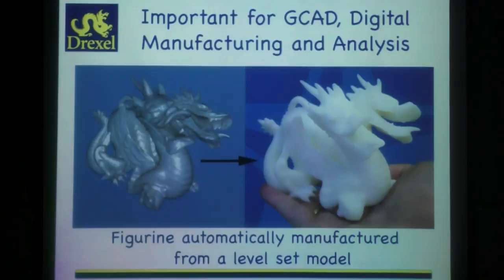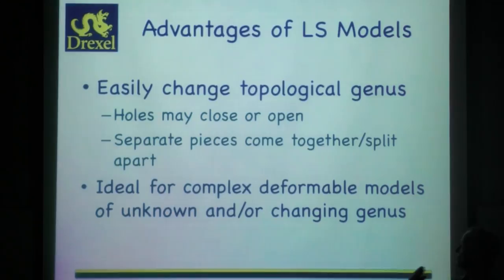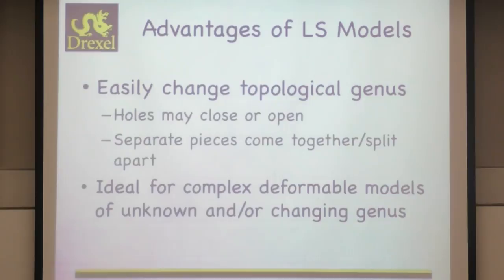Also, one of the things that are nice about these things is that they easily change genus, topological genus. So holes can open, they can close, separate components can come together. Again, if you did this with meshes, this is a nightmare. Of course it can be done with meshes. But you don't have to think about it. The machinery gives you all these properties for free. So I would say ideal for complex deformable models where you have unknown, complex, changing genus. Don't have to think about it.